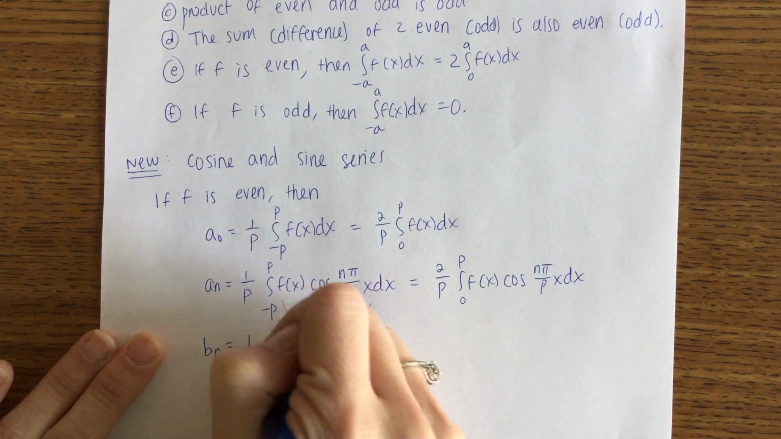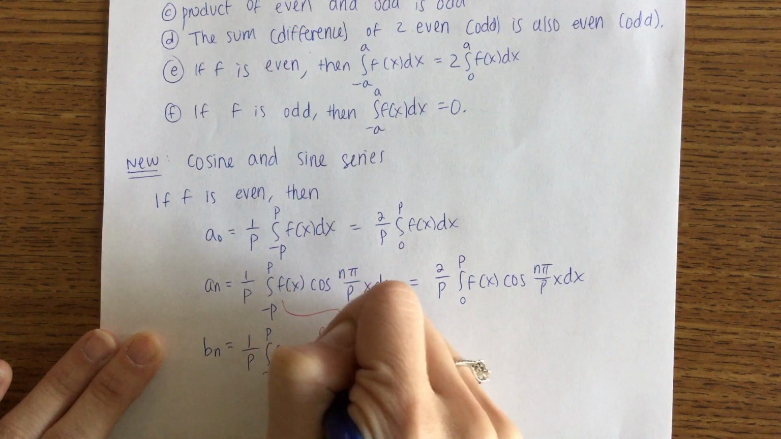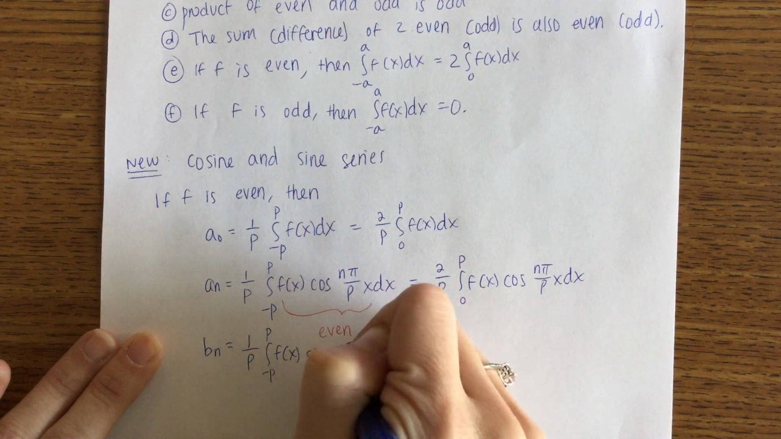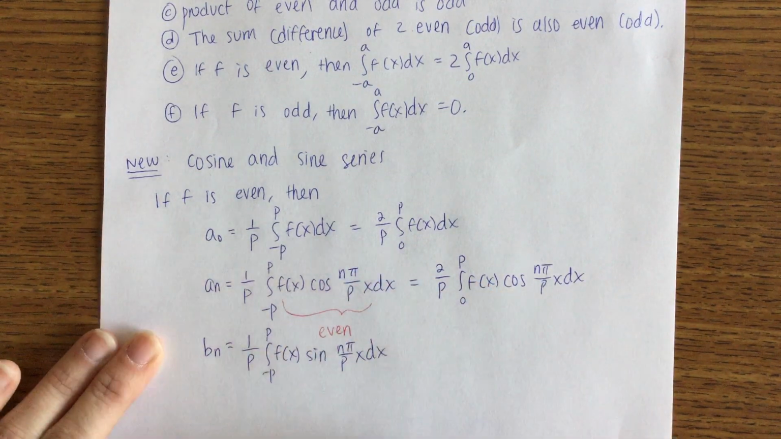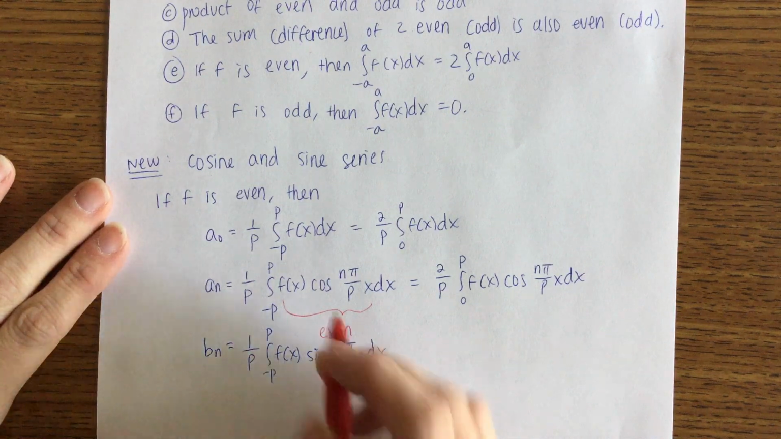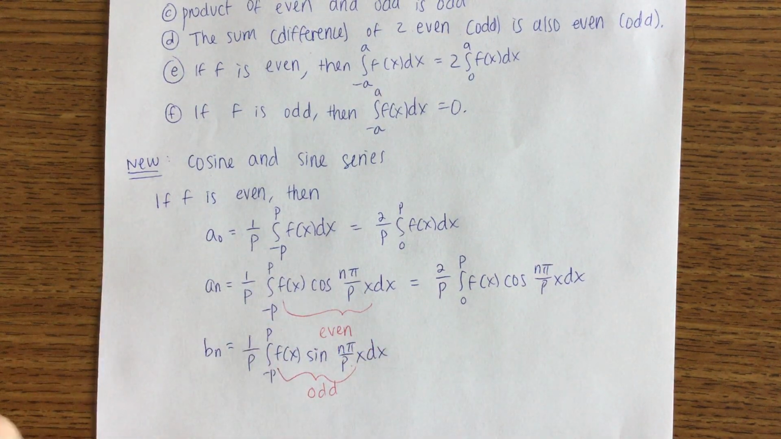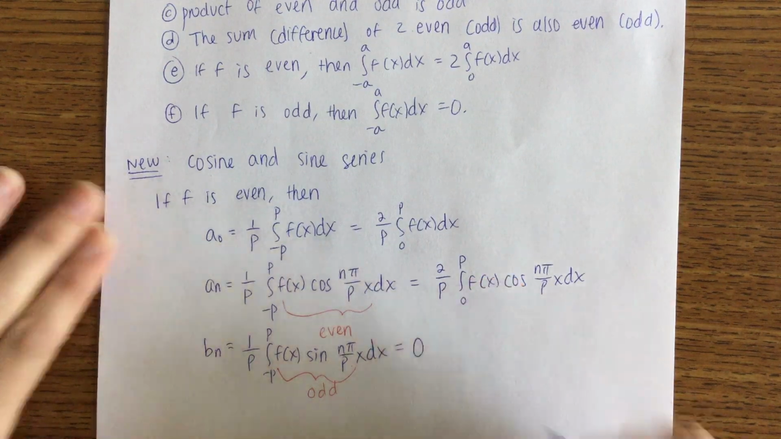B of n is 1 over p, the integral from negative p to p of f of x times sine of n pi over p x dx. Sine, even or odd? Odd. F of x is still even. Product of an even and odd function is odd, which means that b of n will be 0.